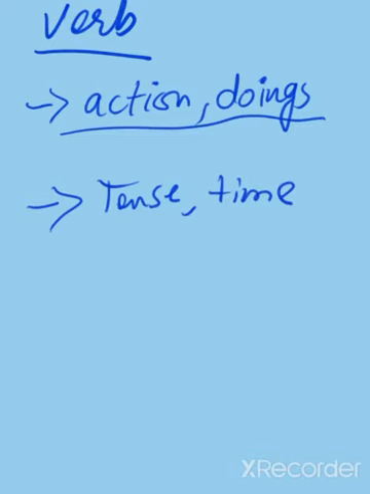How will you come to know about the verb? Verb has different forms in the sentence structure. For example, it has the first form, the second form, the third form, and the fourth form.